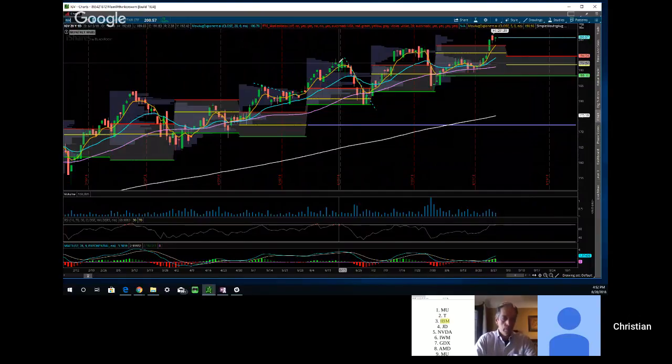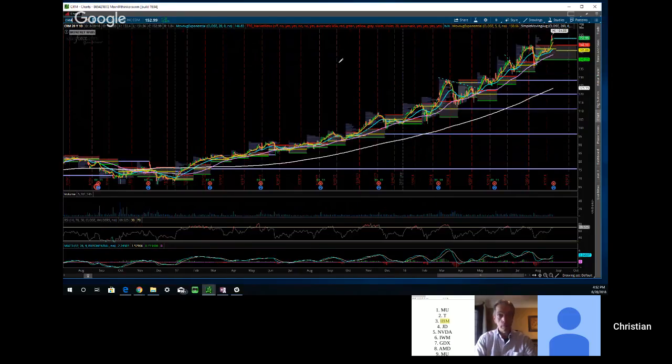I know Salesforce reports, which you bring up an excellent point. It is overbought. I don't think I'll be playing Salesforce for earnings because it's just blown out a little bit too much. But I think if it's a good report and it sells off on it, I would rather go back into Salesforce on weakness than buy IBM here.